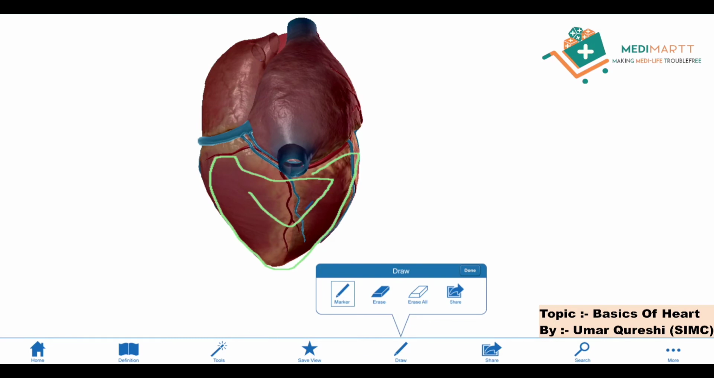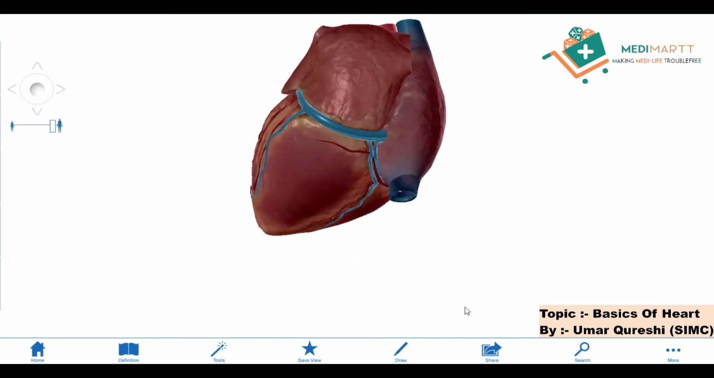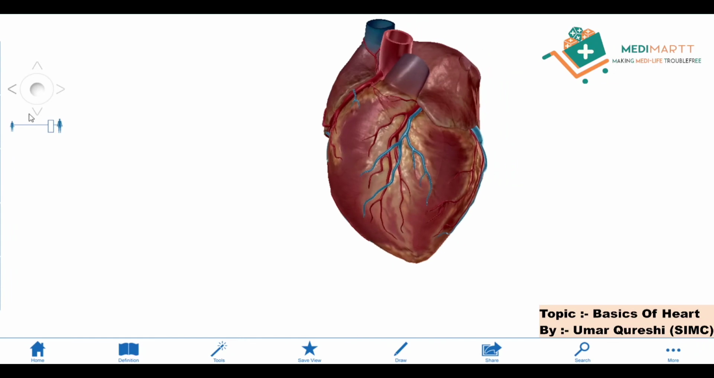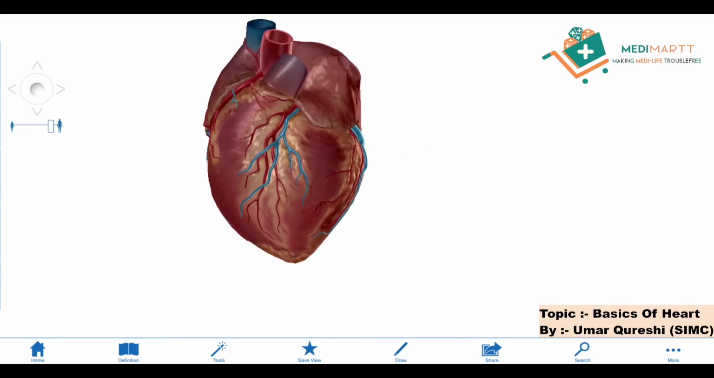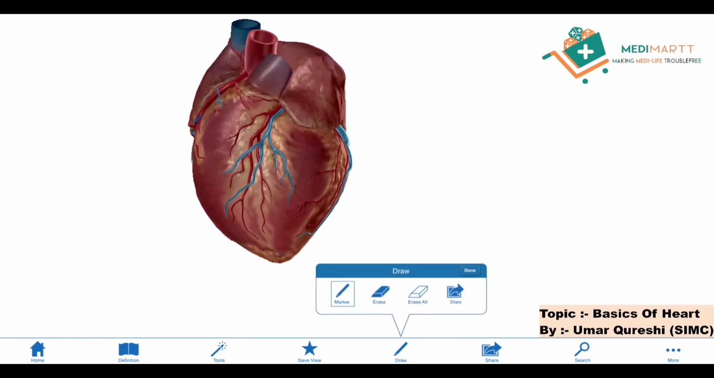Now there are three main borders in the heart. Where are these borders present? Let's see. The three main borders are the right border. As this is the right part, this will be the right border. Then there is an inferior border. As this is the inferior part, and this is the left part, there will be a left border present over here. So these are the basic things present in the heart.